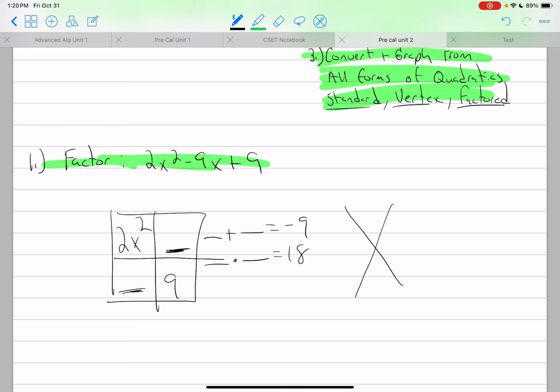Okay, let me go ahead and do this. 18, minus 9. So now I'm thinking my factors of 18: 1, 18, 2 and 9, 3 and 6. 3 and 6 look good to me. I bet I could somehow turn those into a -9. So let's see. 3 times 6 is 18, and 3 plus 6 is not -9, so that doesn't work. -3 times -6 is also 18, and -3 plus -6 is -9. All right, that works. -3, -6.